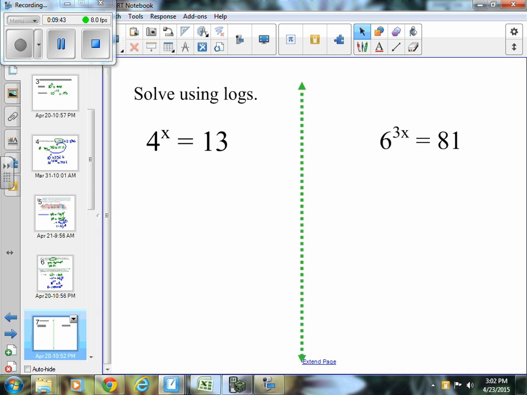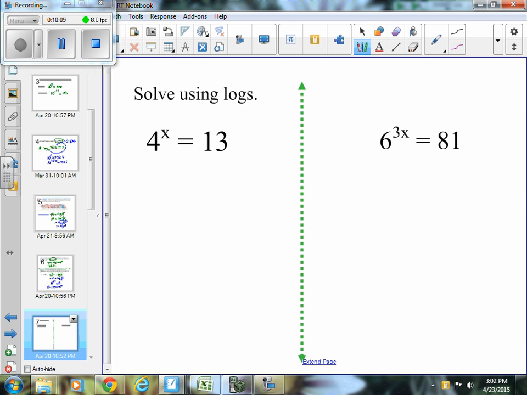Okay, so let's do some solving stuff. So really the big application that we use common logs for is solving equations that we can't solve so easily with some of the other things that we've used. In the last couple sections, we were able to solve because we could make the bases the same. 2 to what power gives me 8? 3. Great, that works really well. But what if the bases can't be made the same? Let's look at the one on the left. 4 to the x equals 13. Well, 4 to a whole number power is never going to be 13.